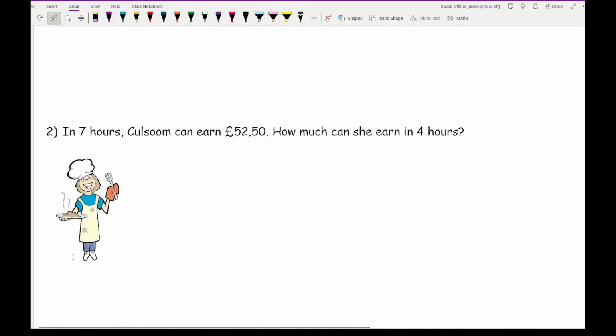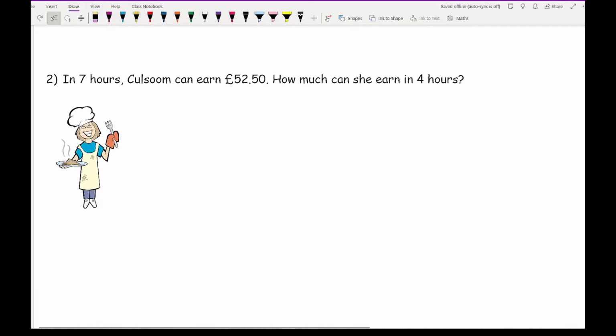Now if we apply the same to this next question, it says in 7 hours Kulsum can earn £52.50. How much can she earn in 4 hours? So here again we've got time and we've got pay. So from the information that we've been given, we know in 7 hours we get £52.50, and we want to know how much she gets paid in 4 hours. So here, to try and turn 7 into 4, we divide by 7 to turn it into 1, and then we multiply that by 4 to get 4.